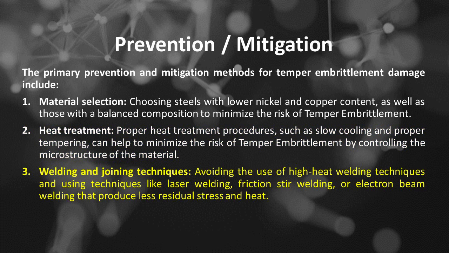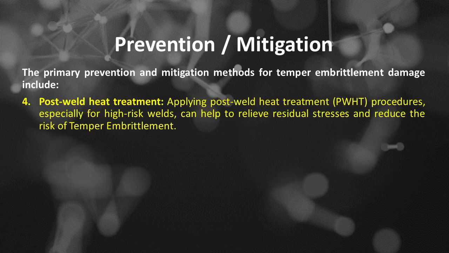Number 3 is welding and joining techniques, avoiding the use of high-heat welding techniques and using techniques like laser welding, friction stir welding, or electron beam welding that produce less residual stress and heat. Number 4 is post-weld heat treatment, applying post-weld heat treatment or PWHT procedures, especially for high-risk welds, can help to relieve residual stresses and reduce the risk of temper embrittlement.